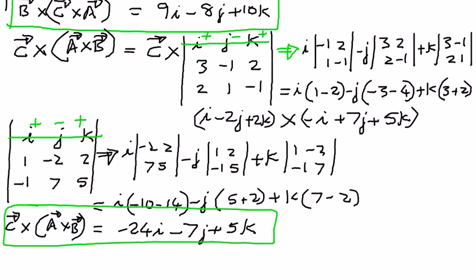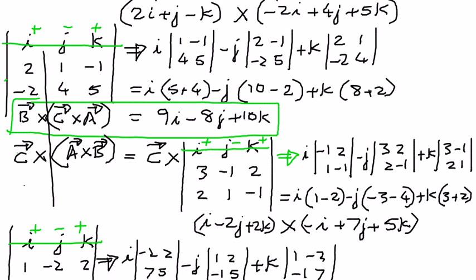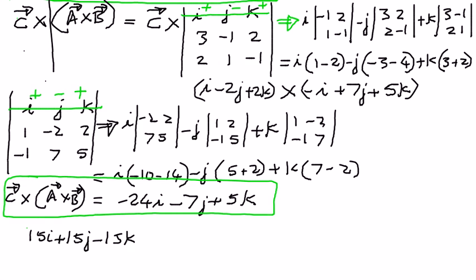And now, since we have all the values, let us combine all of these and see what we get. The first part of the equation was 15i plus 15j minus 15k, and that is coming in from, let me go back here. Yes, that is the first part of the expression. The second part of the expression was plus 9i minus 8j plus 10k, and the third part of the expression was minus 24i minus 7j plus 5k.